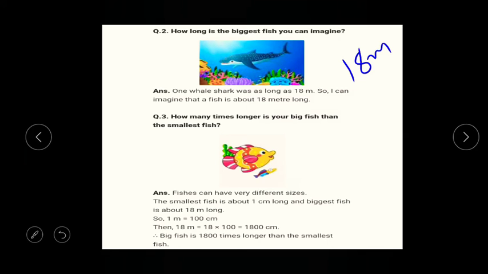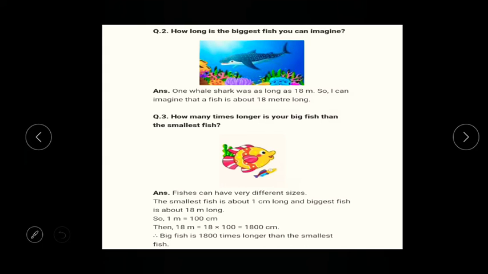In the next question, they have asked, how many times longer is your big fish than the smallest fish? Fish can have very different sizes. So, we can say that the smallest fish is about 1 centimeter long, and the biggest fish we have already discussed is about 18 meters long. Am I right?